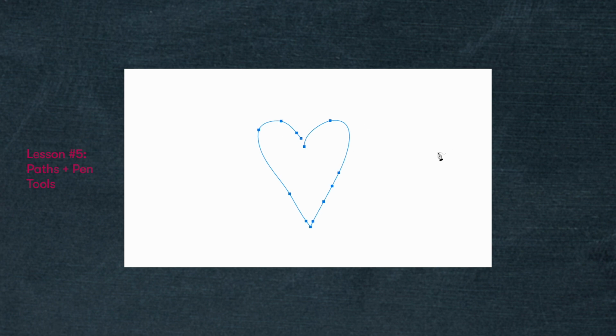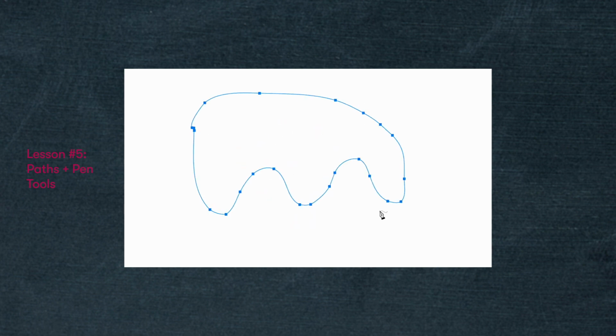The last one is the freeform pen tool, which is really fun because you can freehand draw paths. You won't get as accurate of a shape as you would with the curve pen tool, so I really suggest you start with the curve pen tool, but this is fun if you're just doing something quick.